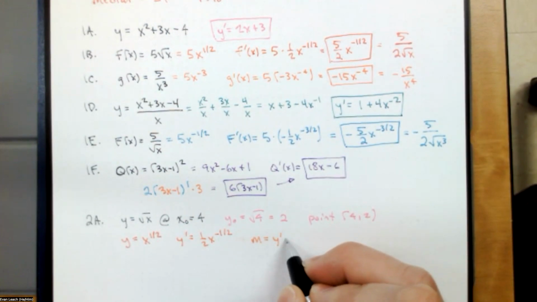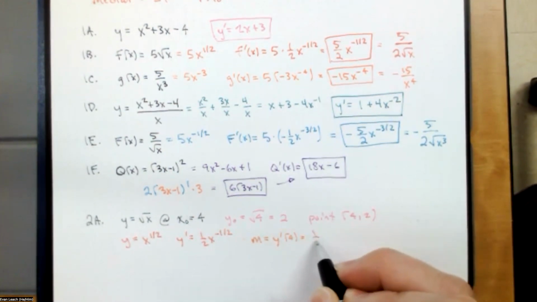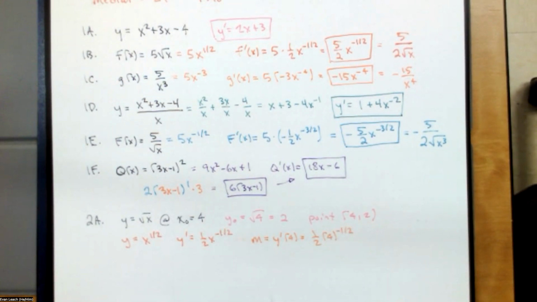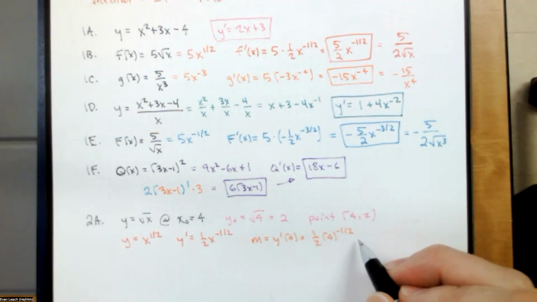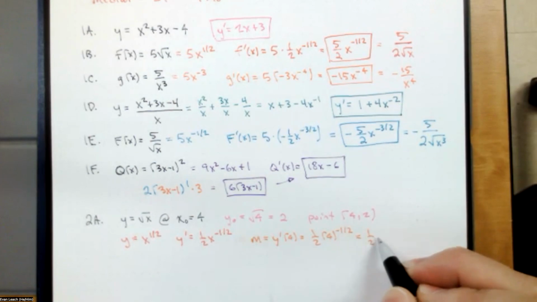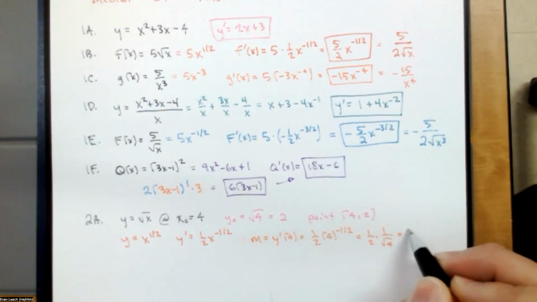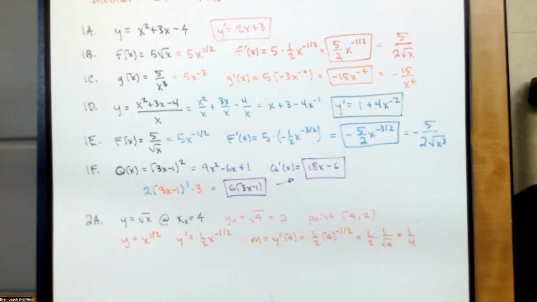I need y prime at 4. So 1/2 times 4 to the minus 1/2. Here we have to read our minus 1/2 power and go backwards because we want to plug stuff in. So 4 to the minus 1/2 is 1 over the square root of 4. So it's 1/2 times 1 over the square root of 4. The square root of 4 is 2, so we get 1/4.